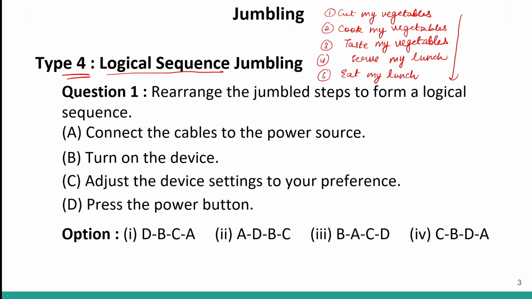We cannot deviate from this order. If I taste my vegetables first and then cut it, will it make any sense? No, because I am tasting the final product. And the final product I'll get only after cooking. Can I cook my vegetables first and cut them later? No. Can I serve my vegetables later and eat it first? Does not make any sense. So this is the logical sequence and we cannot change this sequence. So in these type of questions you get particular sentences like this which are jumbled up. They are not in a proper logical sequence and we have to rearrange them to form a logical sequence. This is how you solve questions on logical sequence jumbling.